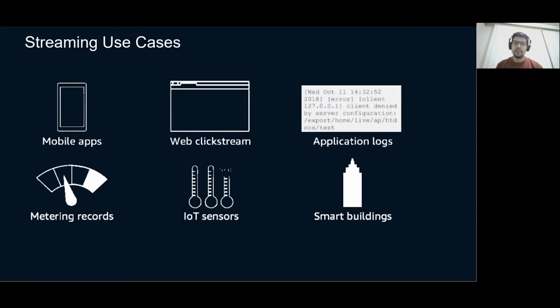Similarly, we can think of an example of an IoT sensor. If it is generating a continuous stream of data, then we can use Kinesis, and then we can further store the data somewhere else, or maybe we can perform the analytics on the fly.